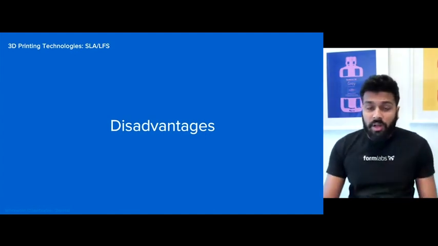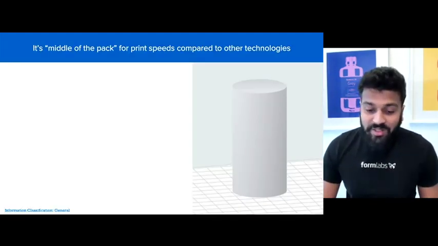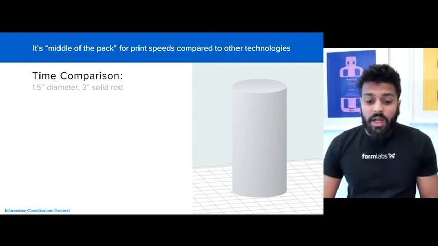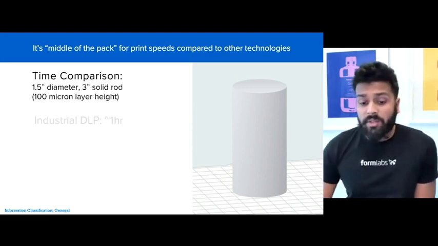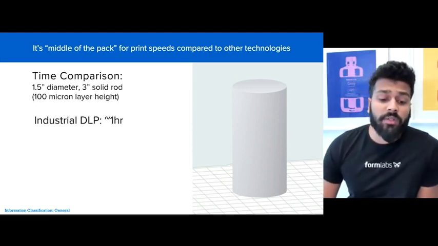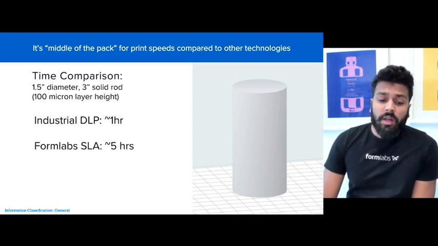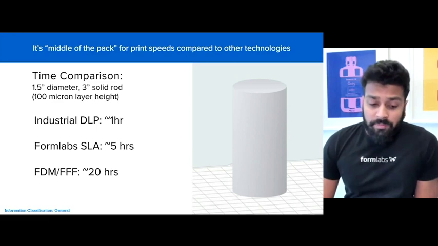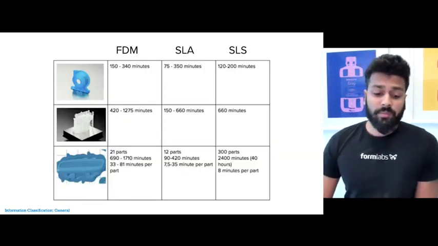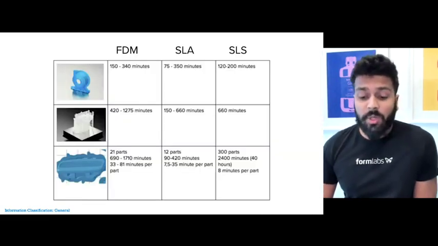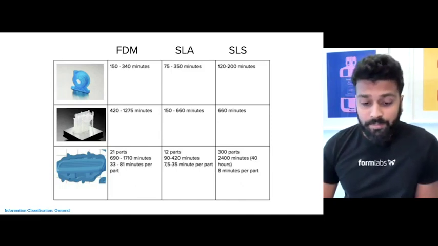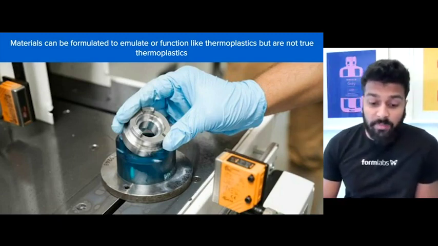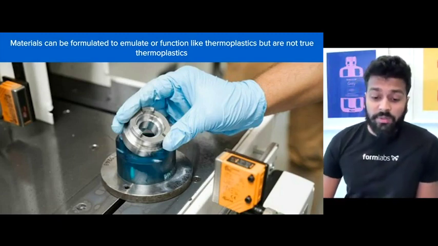So we just covered all these pros and cons. Pros, or advantages, for SLA. Let's look at some disadvantages. If you look at the speed for SLA, it's kind of in the middle of the pack compared to other technologies. If we tried to print this 3-inch solid rod, a DLP machine could do this in about an hour. An SLA machine could do this in about 5 hours. And an FDM machine could do this in about 20 hours. Here's the data on the speed if you compare 3 different part designs across different technologies.